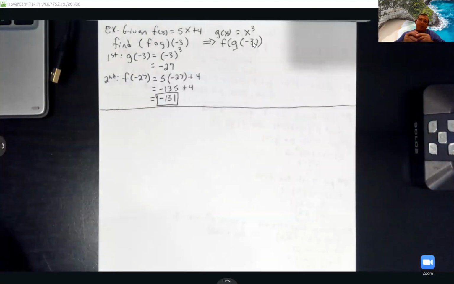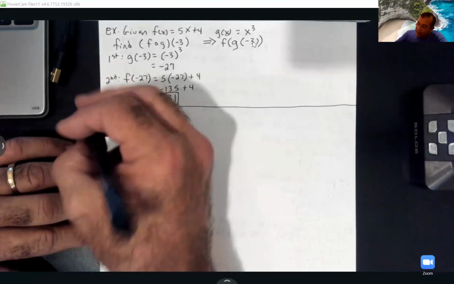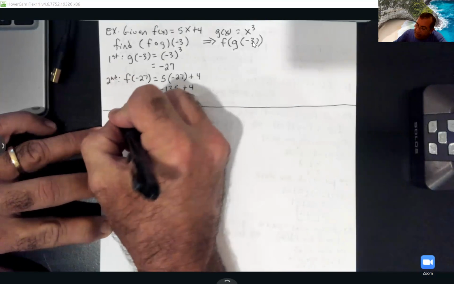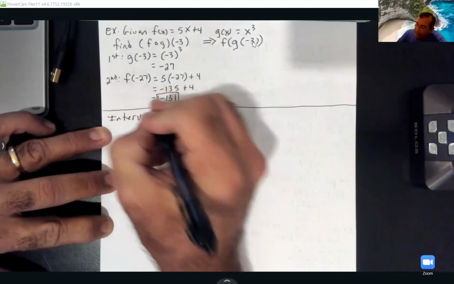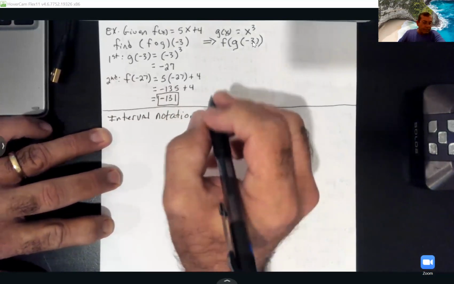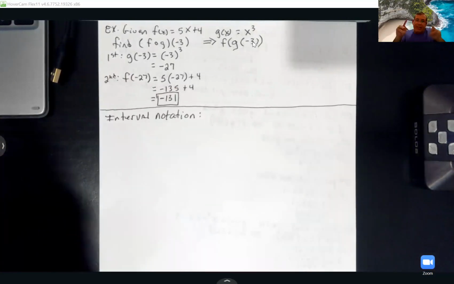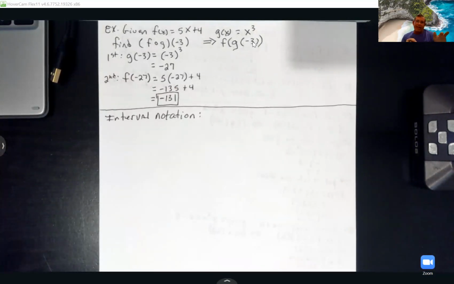So y'all, we're going to play with the domain again, but we're going to learn a different way to write our domain. We're going to use what we call interval notation. So far we've been using set builder notation where we say x such that x is a real number and x cannot equal whatever number.